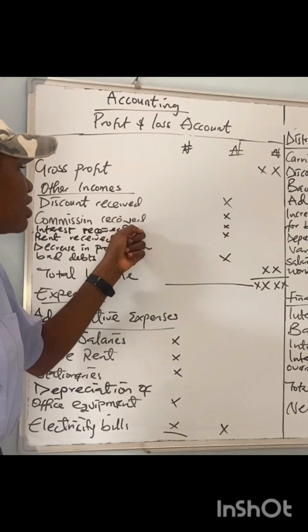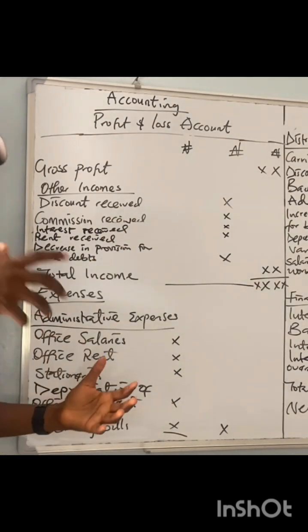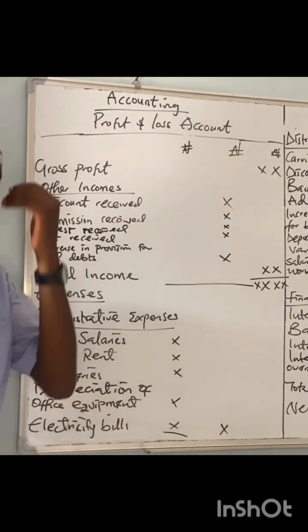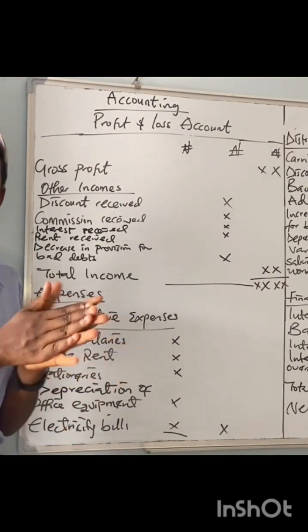Now we have the interest received. Interest received maybe from the bank. The bank gives interest to their customers who keep money in their account.